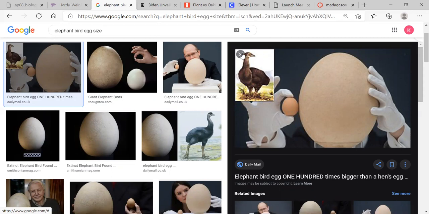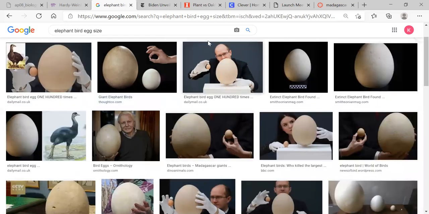I think it would be pretty cool to go to Madagascar and actually see these eggshells, because on my bucket list, I've been to the Galapagos. I want to go to Madagascar and go down to that southern beach and see the eggshell fragments of this massive bird that actually was there. And now it's gone. All that's left are its bones and its eggshells.